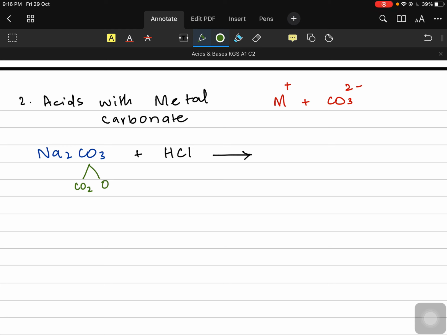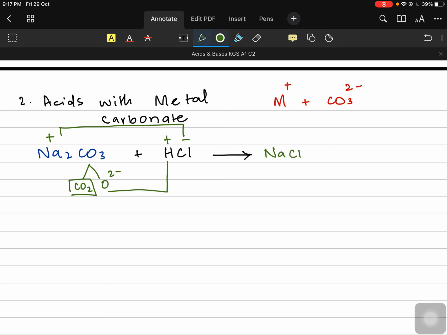Now you know that sodium is a metal with a charge of plus, carbon dioxide is a pure molecule, and O oxygen has a charge of -2. Similarly, HCl has a charge of plus on the H and Cl has a minus charge. Now you can change the partners. So Na must go for the Cl, and it will make NaCl.